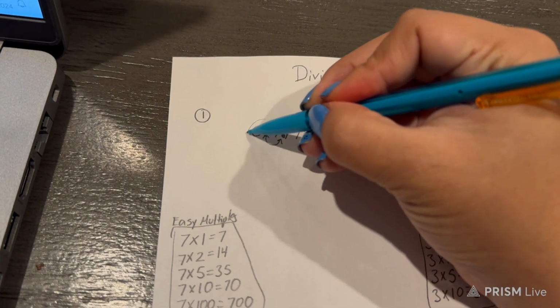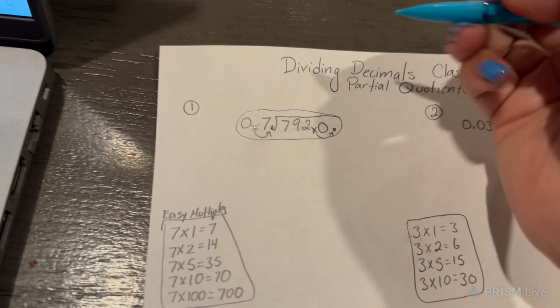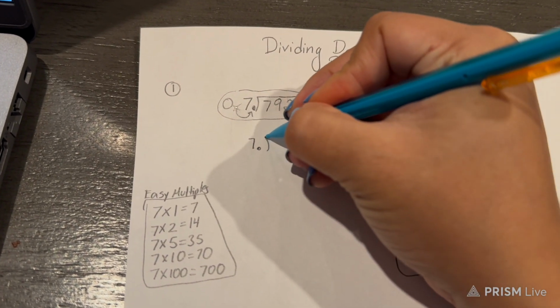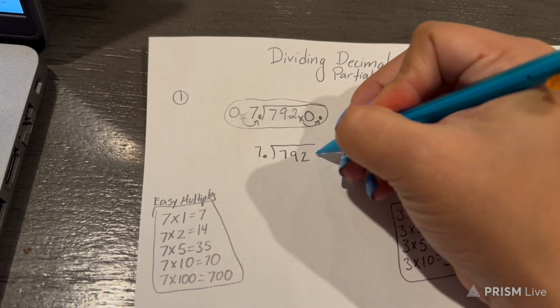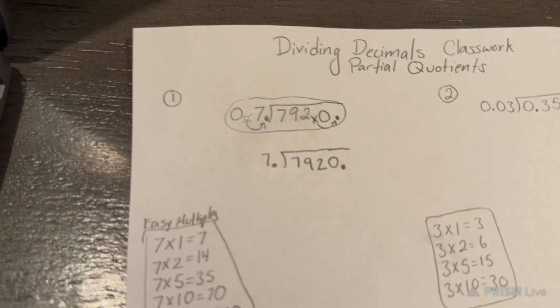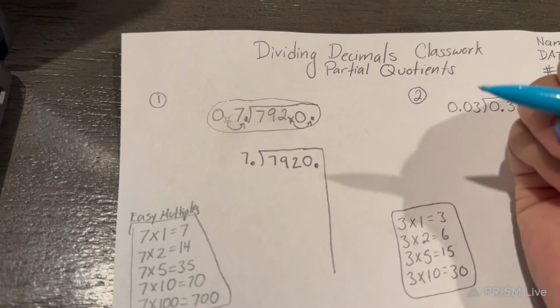So I've told you guys, make sure you circle it, and let's go ahead and rewrite it. So that is now 7 decimal. And then we have 7920 with a decimal at the end there. And now we can go ahead and move on.